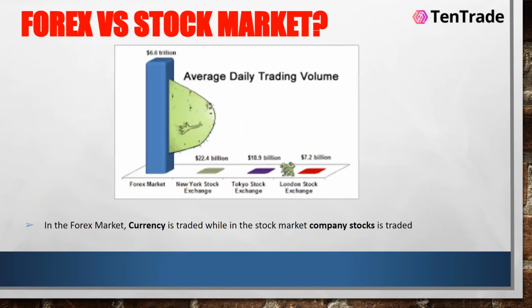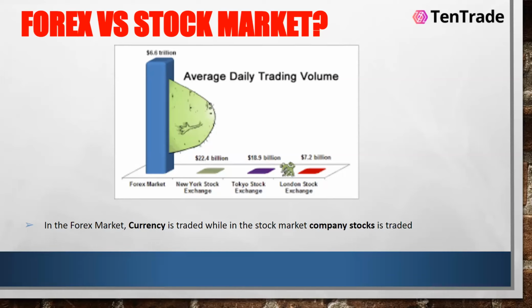When you compare, take a look at these charts right here. We can see a chart representing the volume of the Forex market and stock market. Now, every country has a stock exchange. The stock exchange for the US is the New York Stock Exchange. For Asia, it is the Tokyo Stock Exchange. For the UK, it is the London Stock Exchange.